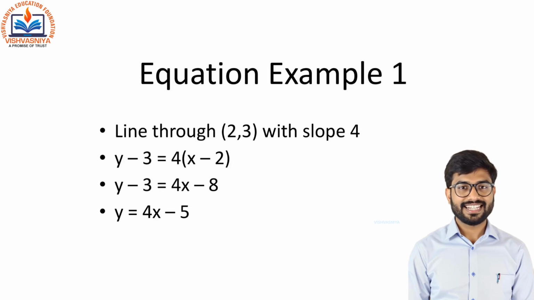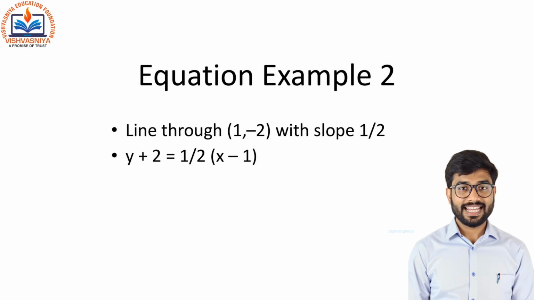Example 1, a line passes through (2, 3) with slope 4. Equation, y minus 3 equals 4 times (x minus 2). Simplify, y minus 3 equals 4x minus 8. So y equals 4x minus 5. Example 2, line through point (1, minus 2) with slope 1 upon 2. Equation, y plus 2 equals 1 upon 2 times (x minus 1).